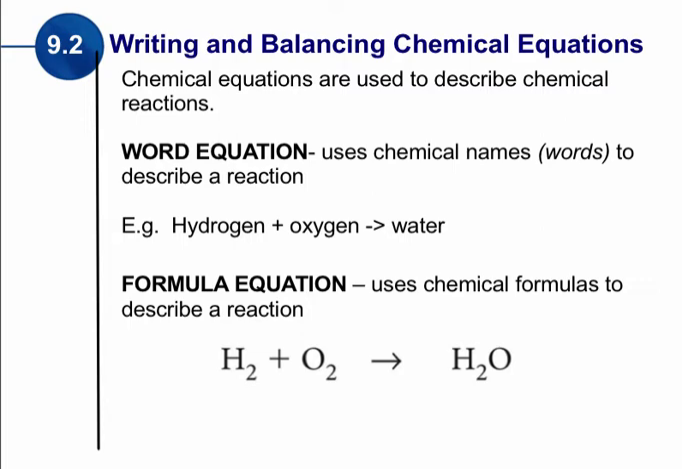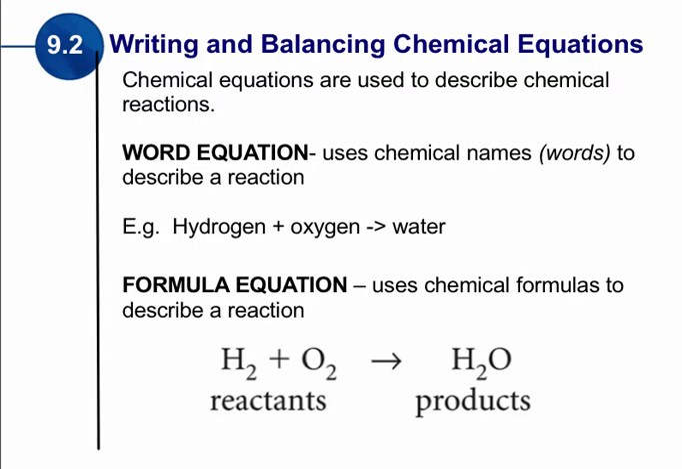Now, when we look at this formula equation, we have two sides of this equation. We have what we're starting with and then what we end up with. We don't say start and end. How we describe this is reactants and products. What we start with are the reactants and what we end up with are the products.